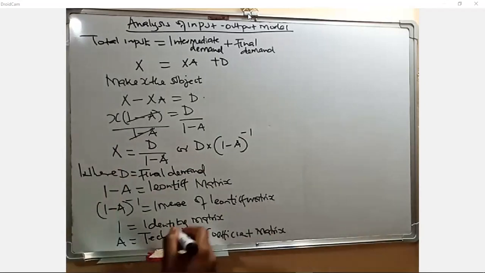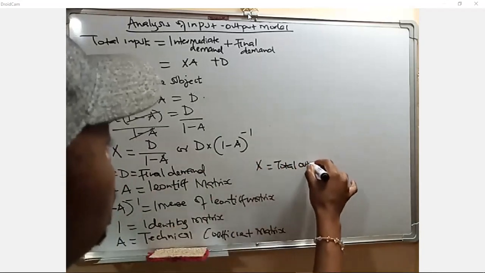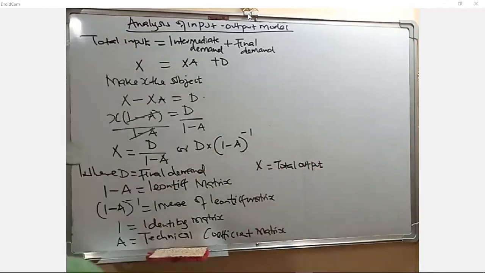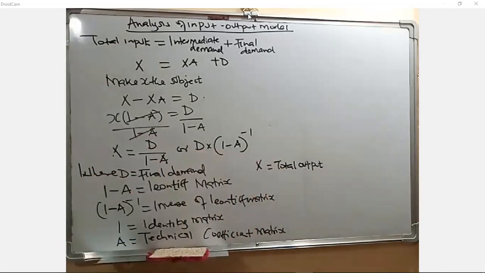Then we have our X, which is our total output. It should be the total output or total input. Remember, under the assumption I was able to quote for you, we say the total input and the total output are equal.